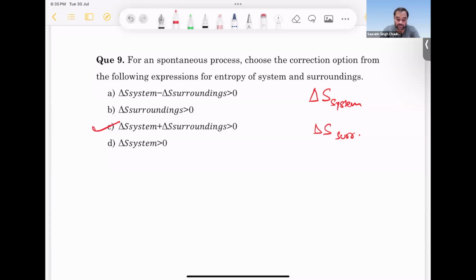For surrounding alone, it can be positive or negative. But if you combine both system and surrounding, then the entropy change will be positive only. Positive or zero. If everything is reversible, if the process is both internally as well as externally reversible, then entropy change can be zero. So it will be either zero or positive. So the third option is the correct one. If there is no doubt, then we can move to the next question.